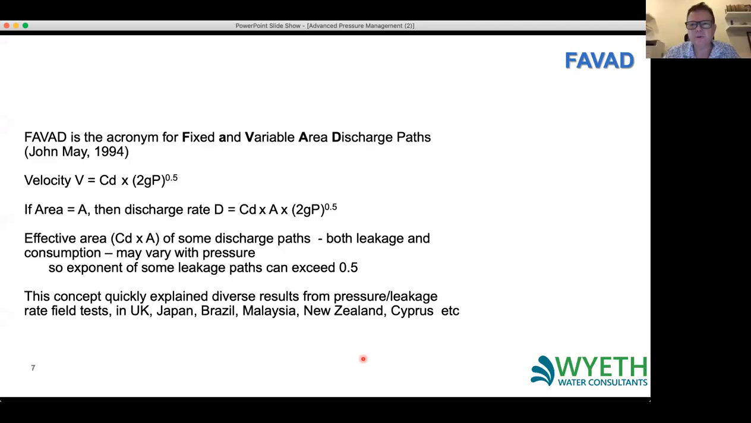And what's important to remember is that that percentage is going to have the same effect on leakage volumes no matter what your pressures are. So for example, if you have pressures of 50 meters and you reduce it by 10% down to 45 meters, you're going to get a 15% reduction in your leakage volume. But at the same time, if you have pressures of 20 meters and you reduce from 20 down to 18, you're still going to get that 15% reduction in your leakage volumes.